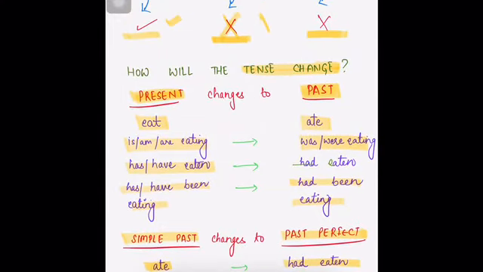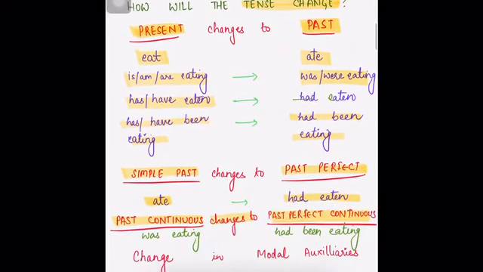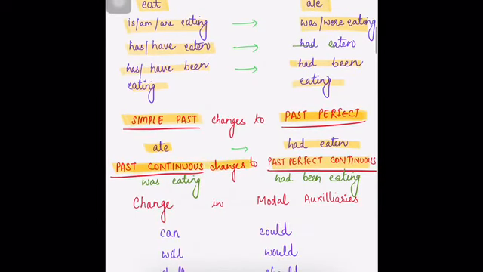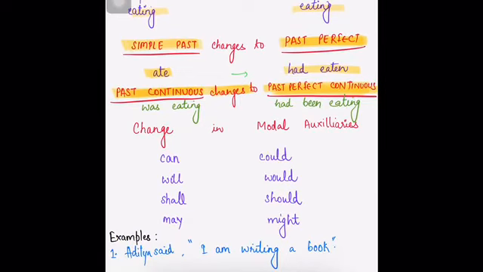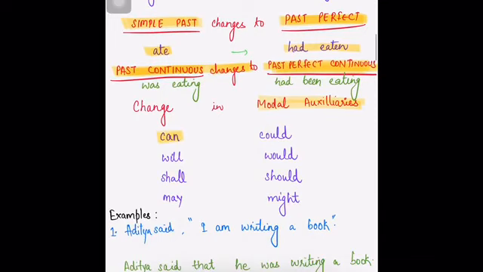So what we have done here, we have made certain changes with respect to tenses. So what are they? First, present will change into its corresponding past. Second, simple past will change into past perfect. And third, past continuous will change into past perfect continuous. And the past perfect will remain the same. Similarly, past perfect continuous will remain the same as past perfect continuous. Now, there will be certain change in the modal auxiliaries also. So, can will be changed into could, will or shall into would, shall into should, may into might.